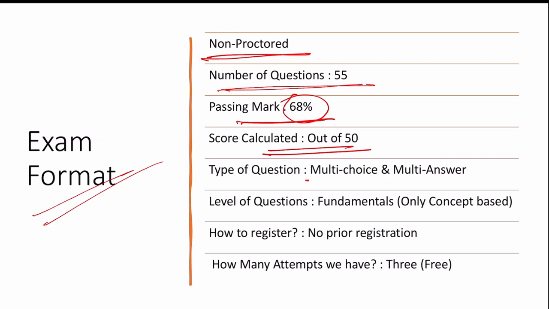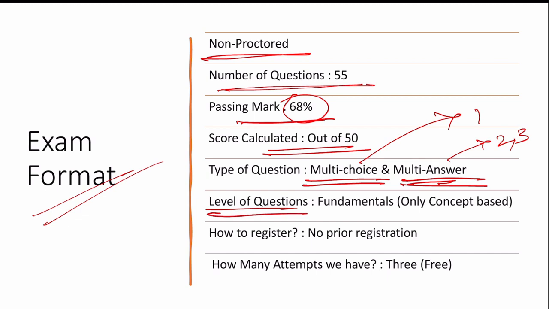The questions can be either multi choice or multi answer. What is the difference? In multi choice, you need to choose only one option that is correct from the options given. In multi answer, you need to choose multiple options, like either 2 or 3. It's based on the scenario or the question, we would say.